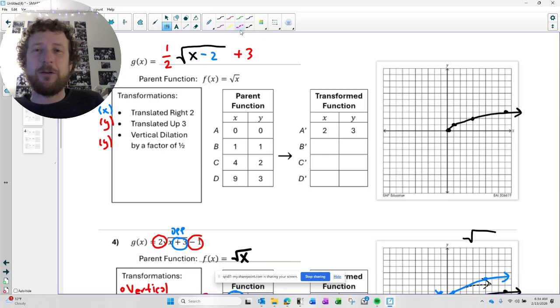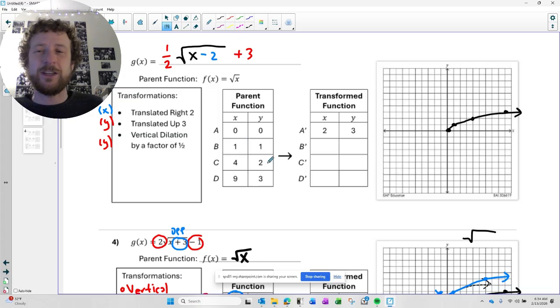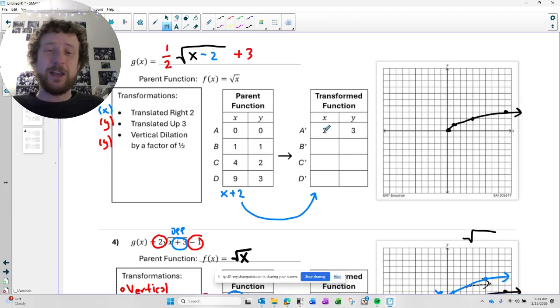And so now I can use those to transform my parent function points into my transformed function points. So when it says translate right 2, this makes me want to put x minus 2 right there, but that is not how it's transformed. It's opposite. And so all these points I'll add 2 to. 0 plus 2 is 2. Hey, cool, it matches. 1 plus 2 is 3. 4 plus 2 is 6. 9 plus 2 is 11.